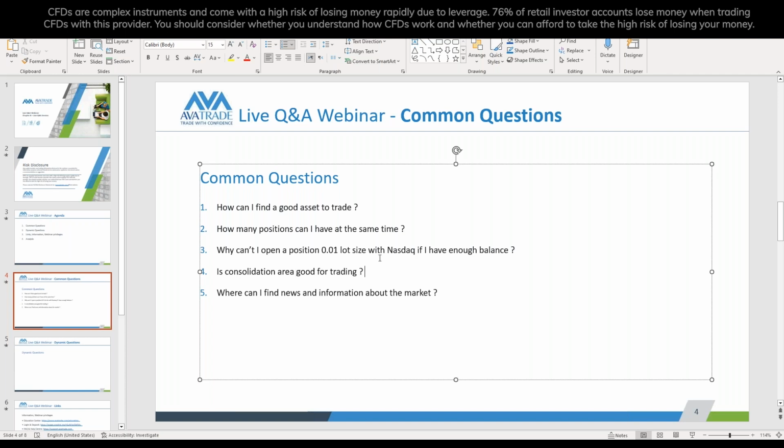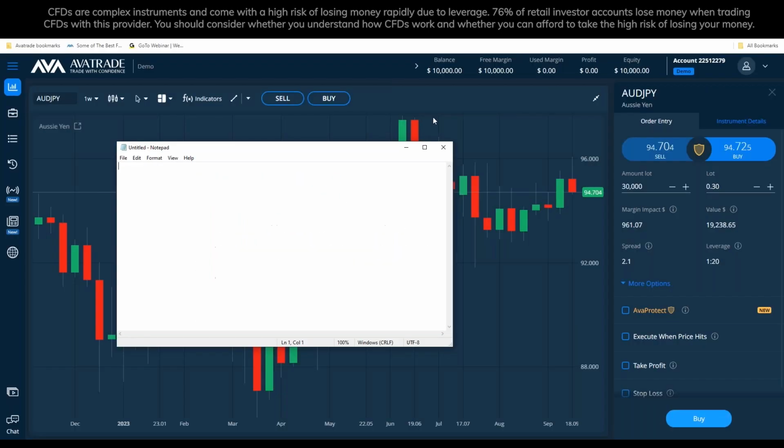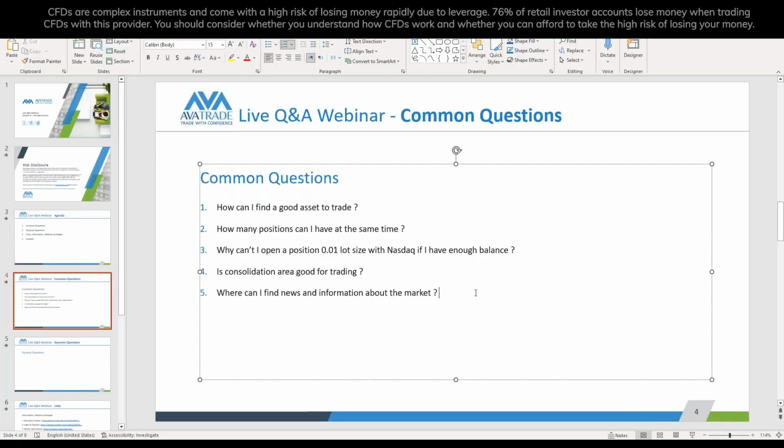Consolidation where? Okay, where can I find news and information about the market? This one is very easy. We just recently added a section that is called news. So I'm going to show it to you now, and I think we can begin with this question. Let's get ourselves a nice little notepad here, and in the notepad we're going to paste where the question is.